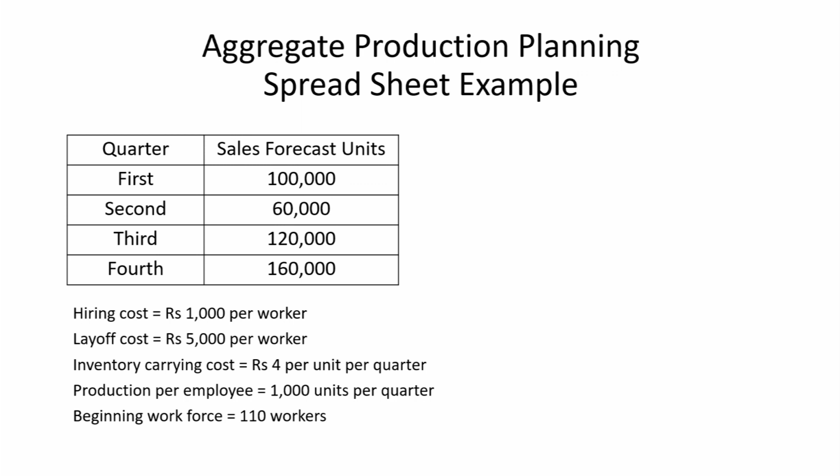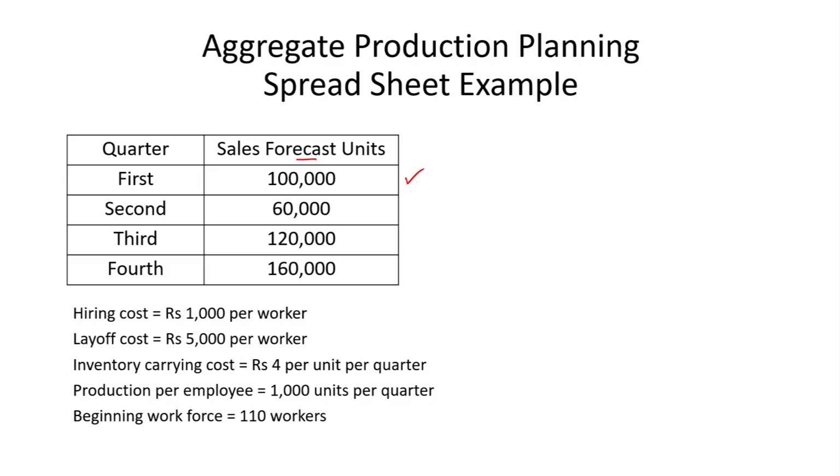Let us take one small illustration, that is 4 quarters only, 1 year planning, where we are having 4 quarters. In the first quarter, my forecast demand is 1 lakh units, 100K. In the second quarter, the demand is 60K. In the third quarter, demand is 120K, and in the fourth quarter, the demand is 160K. So, you will find that demand is fluctuating from 60 to 160,000 in these 4 quarters.